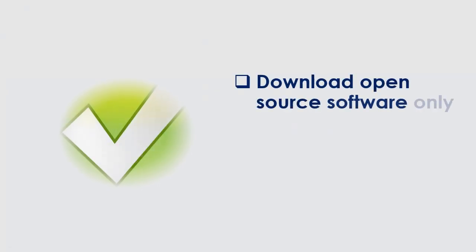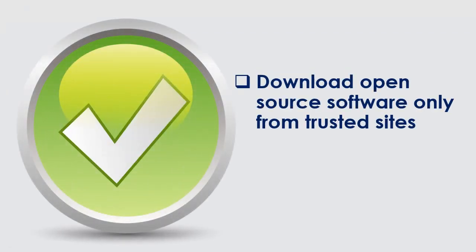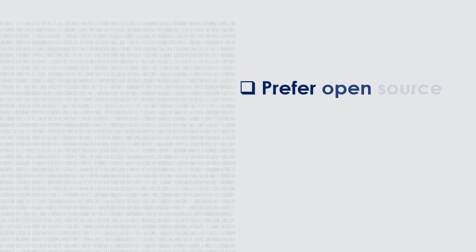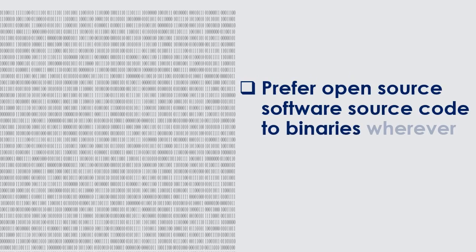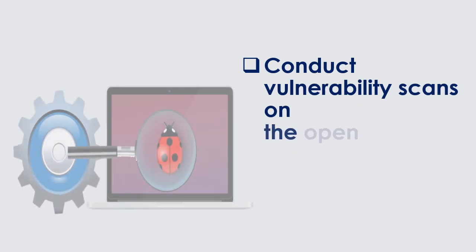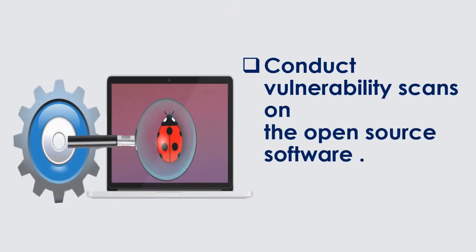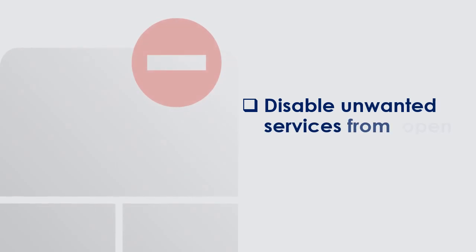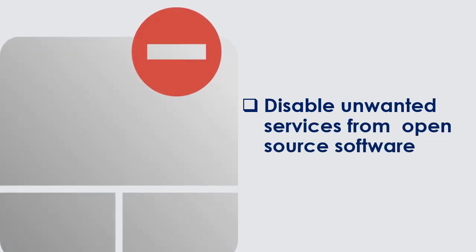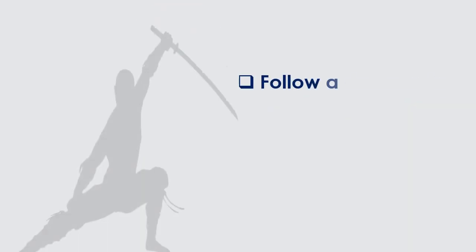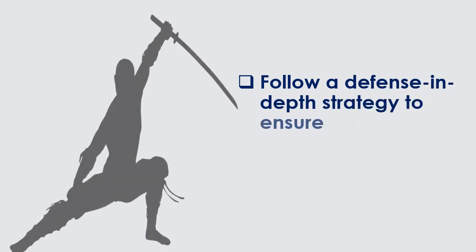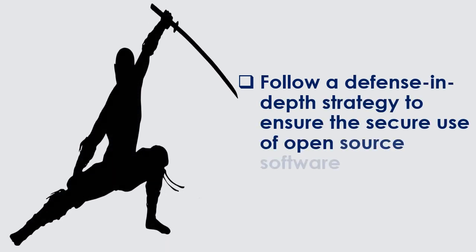Download open source software only from trusted sites. Prefer open source software source code to binaries wherever possible. Conduct vulnerability scans on the open source software. Disable unwanted services from open source software. Follow a defense in-depth strategy to ensure the secure use of open source software.